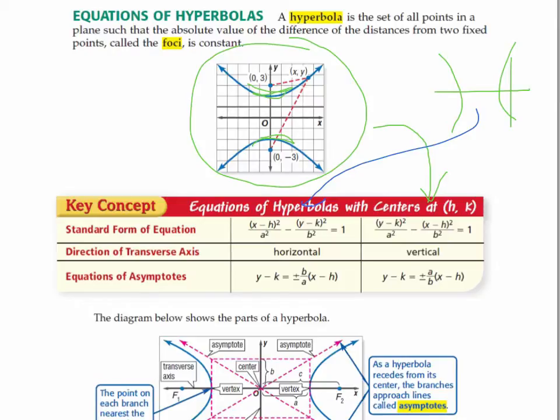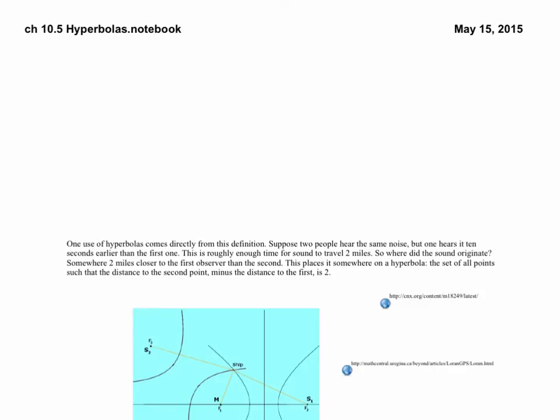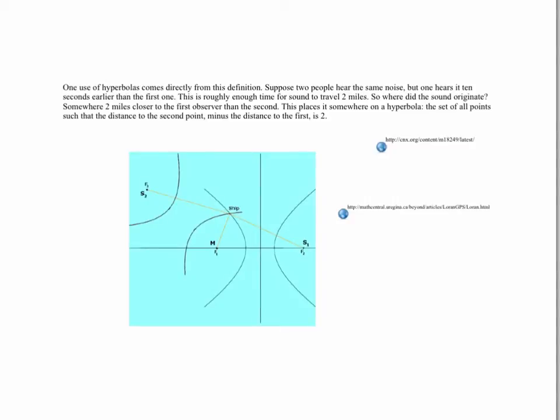There are lots of vocabulary words in this slide. I'll go through the vocabulary words as we graph a couple, but you should know all of these words and how they relate to graphing hyperbolas, as shown in this example here. If you're interested in more information, just check out these two links right here, and they'll tell you more about how they're used. I'm going to focus on the equations that you need.